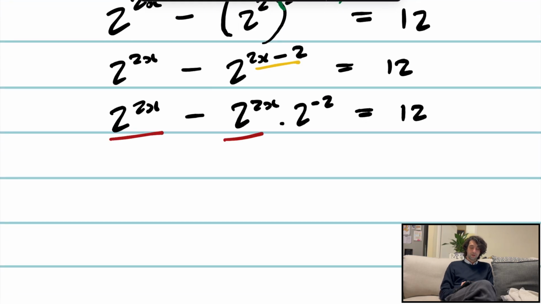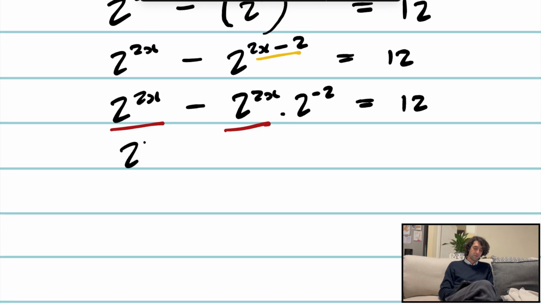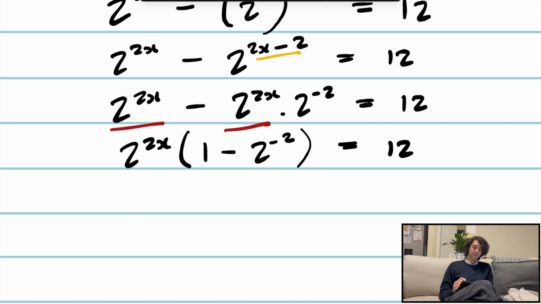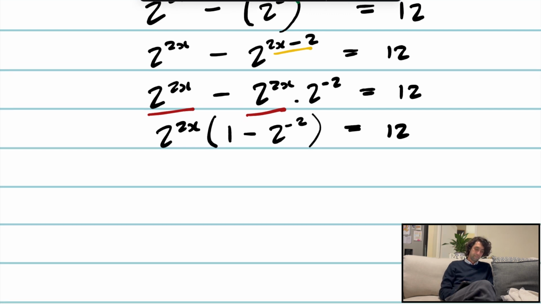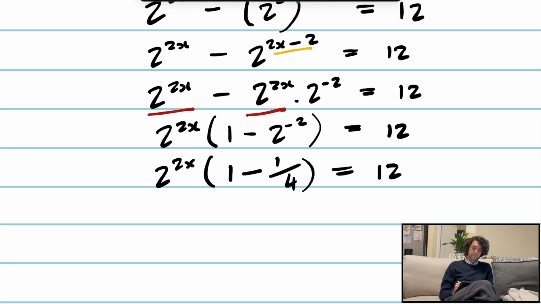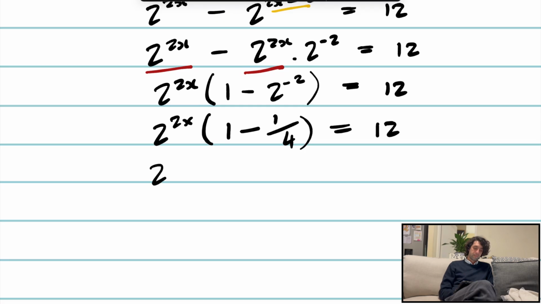I'm going to take out this common factor over here. What I find is 2 to the power of 2x, 1 minus 2 to the power of negative 2 is equal to 12. Now you can use your calculator here, and I recommend using your calculator because it can get a little bit tricky. This is 2 to the power of 2x. Now this is 1 minus 2 to the power of 2, or 1 over 2 to the power of 2, which is 1 over 4. So 1 minus 1 over 4 will leave me with 3 over 4.